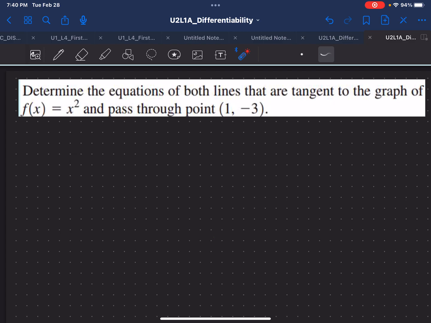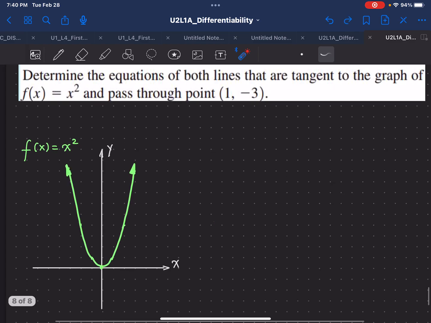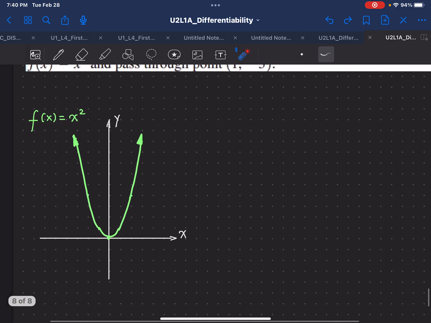So we have to find the equations of two tangent lines that are drawn to f of x equals x squared. We're going to start off by drawing the graph of f of x equals x squared, which I will magically draw right now. I had prepared that in advance, obviously. So this is a graph of the parabola with a vertex at 0, 0. Now you know how to draw the graph of a parabola in 5 seconds.